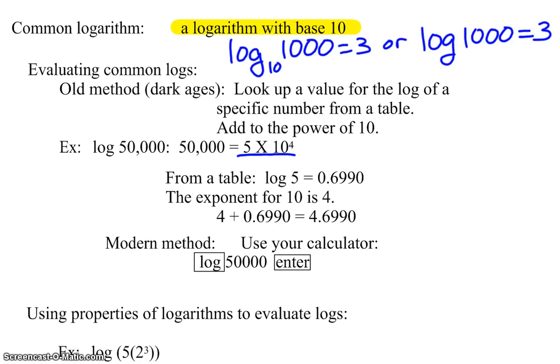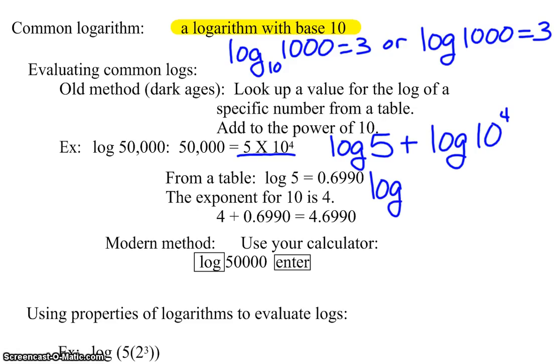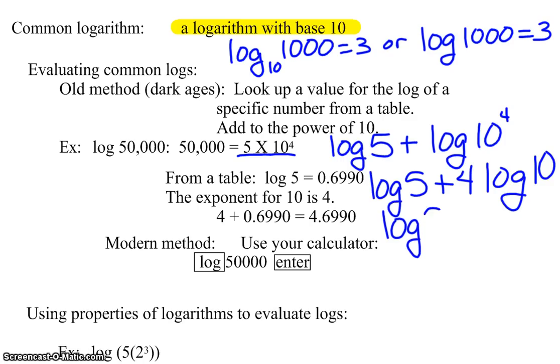Now, using the properties of logs, because that's a multiplication property, that's going to be the same as the log of 5 plus the log of 10 to the 4th, or the log of 5 plus 4 log of 10. That would be using the power rule, and the log base 10 of 10 is 1, so it would be the log of 5 plus 4 times 1, or 4 plus the log of 5.